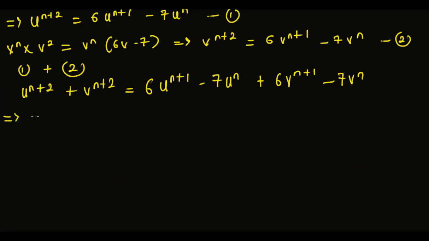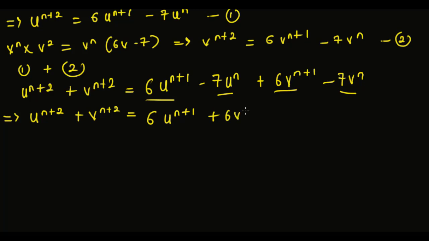So this is going to be u raised to power n plus 2 plus v raised to power n plus 2 is equal to, let's put this and this together, then take out a 6, and also put this and this together, then take out minus 7. So this is going to be 6u raised to power n plus 1 plus 6v raised to power n plus 1 minus 7u raised to power n minus 7v raised to power n.